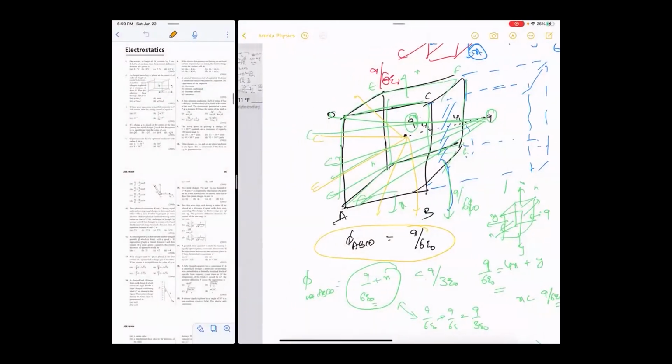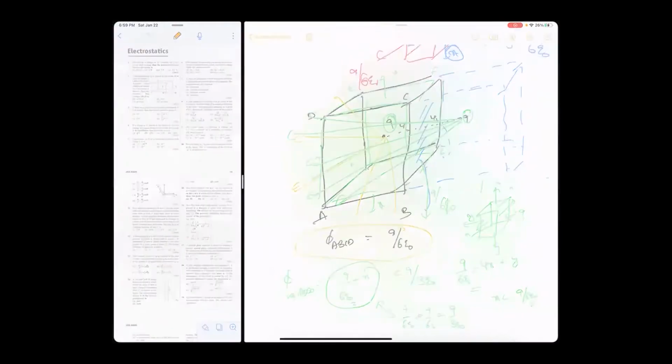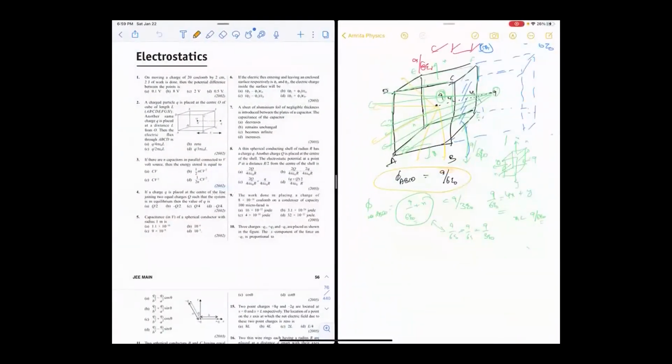Among the available options, one is 0, wrong answer, right? Other is Q by 2 pi epsilon naught, which is more than 3. So there won't be L. I don't know why he has put that L and all. It is Q by epsilon only. Electric flux through ABCD is Q by 6. So now the next one is D. D is wrong because this is less than Q by 3 epsilon naught.